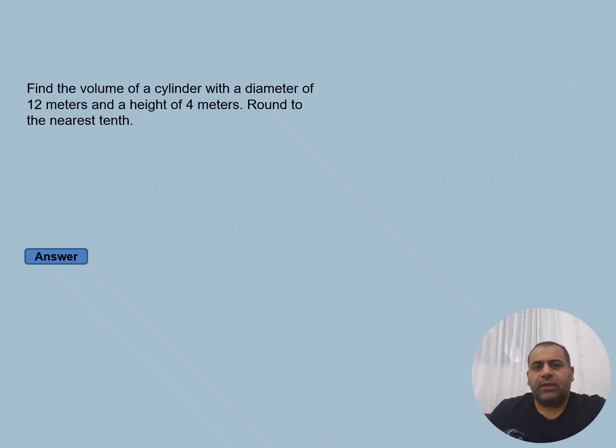Next one: find the volume of the cylinder with a diameter of 12 meters. I should divide this by 2. Why by 2? Because my formula has the radius, not the diameter. So follow me in the calculator: pi multiplied by 6 squared, then multiplied by the height, 4. The result, I'm waiting for you, yes, correct, is 452.4 meters cubed, not squared. I think I said squared before. No, it's cubed because it is a volume.